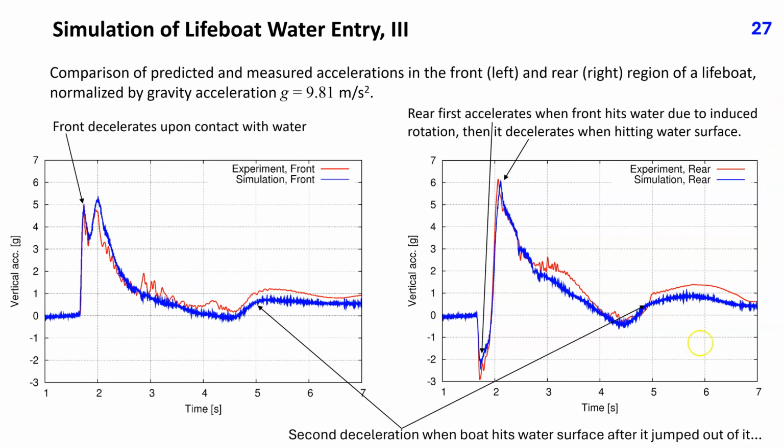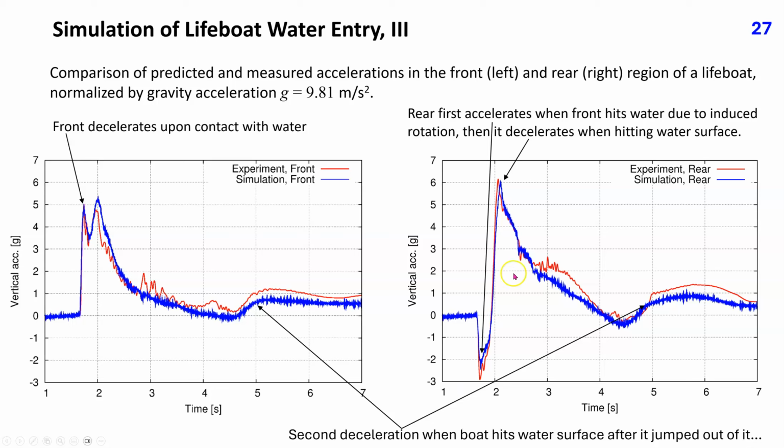These two plots show comparison of predicted and measured accelerations in the front, on the left, and the rear, on the right, region of the lifeboat, normalized by gravity acceleration g equal 9.81 meters per second squared. Upon impact onto the water surface, the front decelerates by 5g, while at the same time the rear part accelerates by 3g because the boat starts rotating around the slowed down bow.